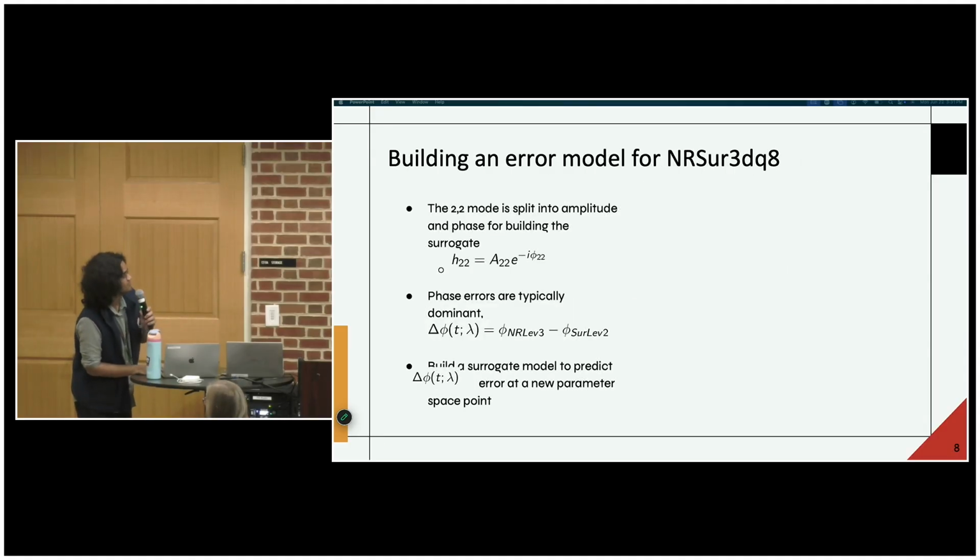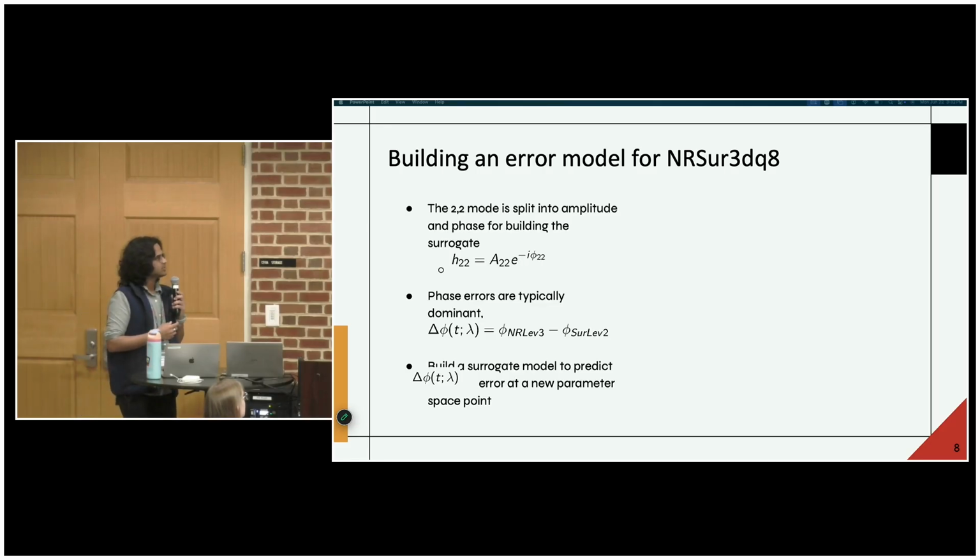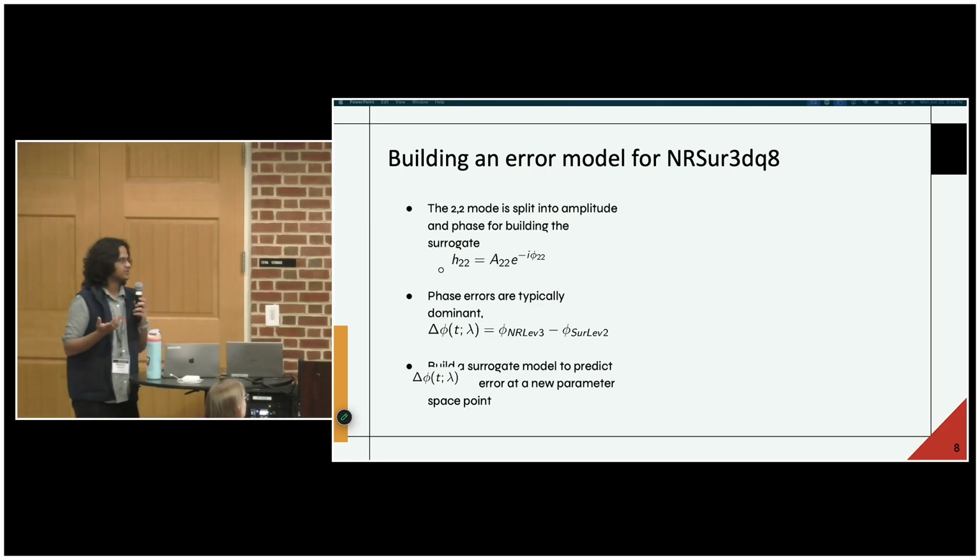So for the model that we had, the 2-2 mode can be decomposed into the amplitude and the phase. The phase errors are typically two orders higher than the amplitude errors. So we define the phase errors as the difference, which would be a time series, between the Lev3 NR simulation, which we can think of as a sort of ground truth phase, and the phase of the surrogate, which is the best model we have.